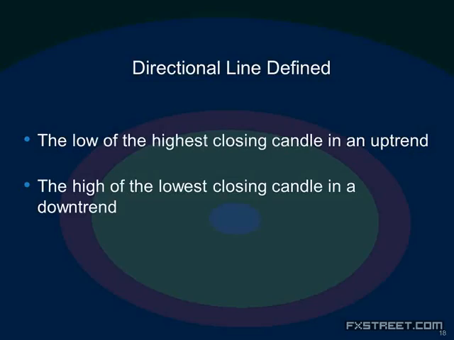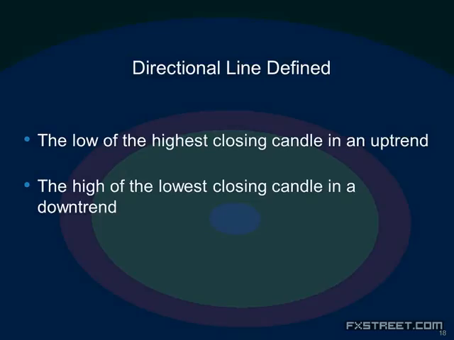Directional line defined: the low of the highest closing candle in an uptrend and the high of the lowest closing candle in a downtrend. Take a moment and write this down. We're big on having things simplified here, and sometimes our brains aren't ready for simple things because we're so used to thinking things are complicated that it's hard to grasp a simple thing. I certainly understand that. That's why I want you to write this down: the low of the highest closing candle in an uptrend and the high of the lowest closing candle in a downtrend.